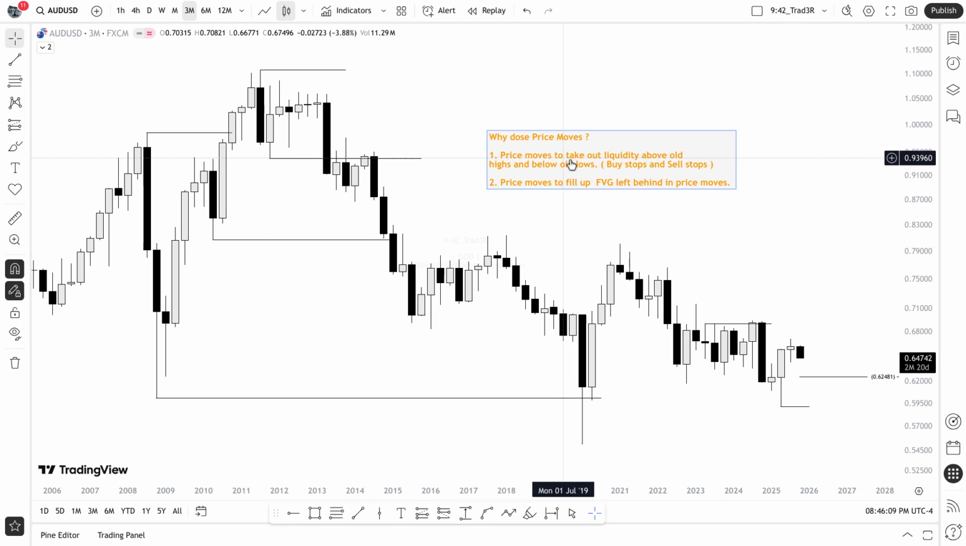because it's actually moving to take out its liquidity above old highs here, and once the old highs have been reached, the interest can shift from attacking old highs towards attacking old lows. As you can see here, old lows and old lows. That's reason number one.